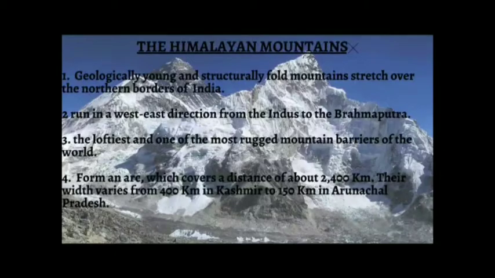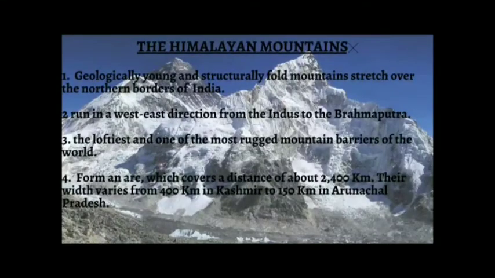The important points of the Himalayan mountains, characteristics. The first one is that Himalayan mountains are geologically young and structurally fold mountains, stretching over the northern borders of India. The complete northern border and northeast of India, we can find these Himalayan mountains. Then they run in the west-east direction. From west they start towards the east of India, from the Indus River to the Brahmaputra River. This we are going to learn later in this video.